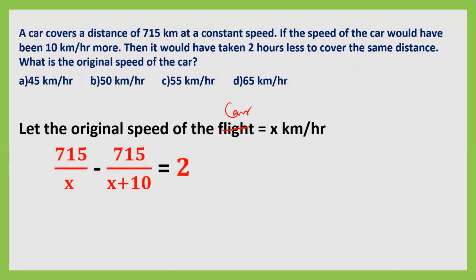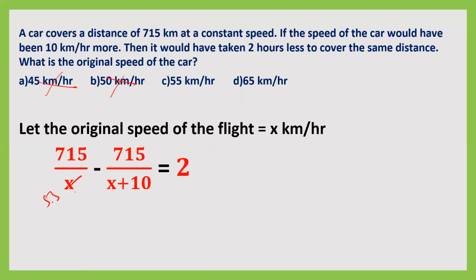By applying options, if you apply the first option, that is 45, it's not divisible. How will you get to know? See, 45 is a multiple of 9. This 715 is not a multiple of 9. To be a multiple of 9, the sum of the digits must be a multiple of 9. So this is not divisible. 45, if you put 50, again you will get a fraction.